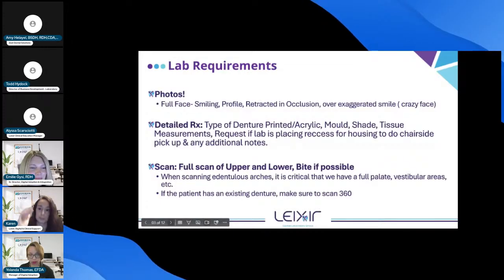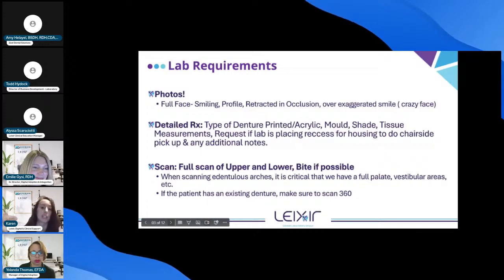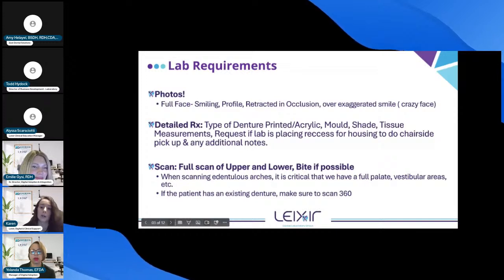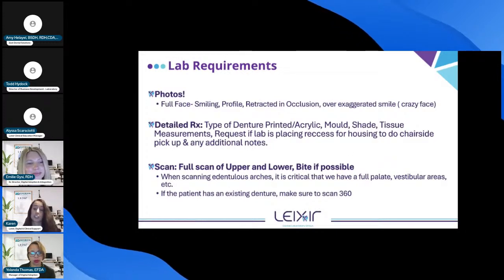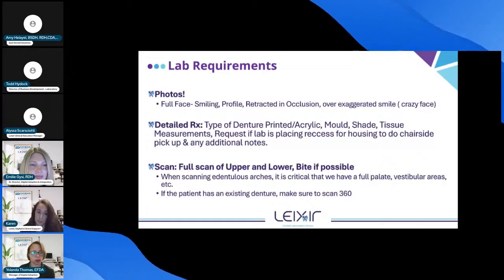You would detail it on the lab slip. Mesial was, let's say, 3, distal 4, and so on. Also, you need to let us know if you're going to be doing this chair side and picking it up, and if we're placing the recess for the housings or not, and then any additional notes as well.